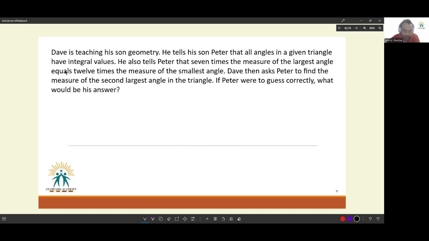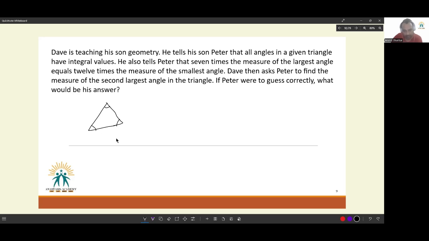Okay. Next. Dave is teaching his son geometry. He tells his son that all angles in a given triangle have integral values. All angles in the triangle are integral. He also tells Peter that 7 times the measure of the largest equals 12 times the measure of the smallest.